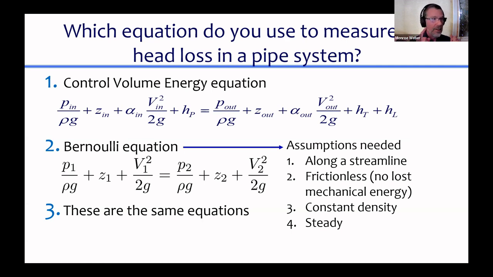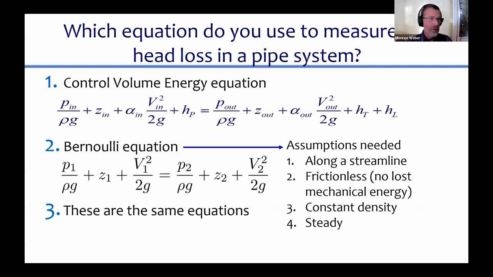The assumptions that are needed in order to make it possible to use the Bernoulli equation are that it has to be along a streamline, it has to be frictionless, no lost mechanical energy, it has to be a constant density fluid, and it has to be steady. And the one of those that you really miss on a pipeline is it's not frictionless. Matter of fact, the thing that you were trying to calculate was head loss in the pipeline, which is like how much friction was there.